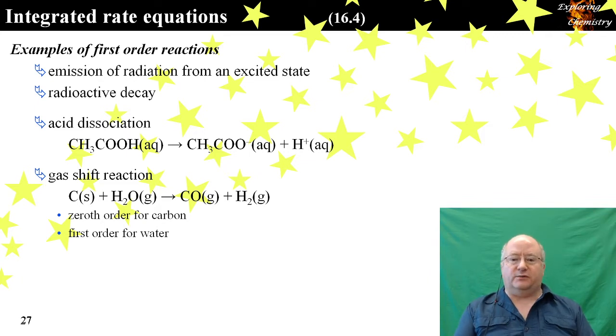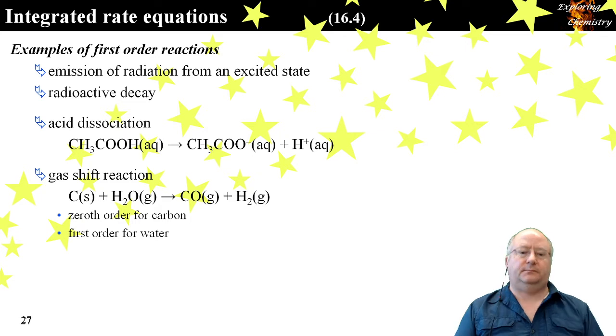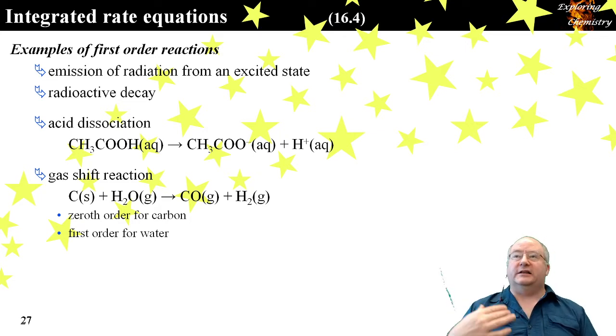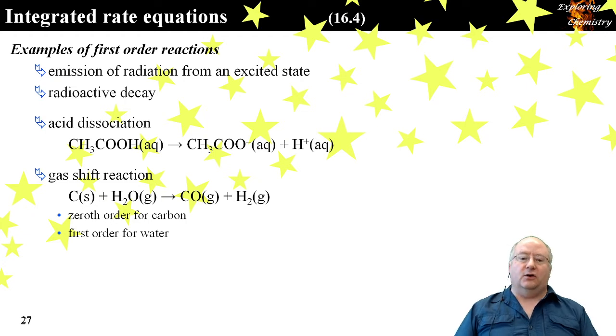And what's also presented there is what's called the gas shift reaction. The gas shift reaction is the reaction of solid carbon with water vapor at elevated temperatures, which ends up giving you hydrogen gas and carbon monoxide. Carbon is a solid. It is 0th order in carbon. As long as carbon is present, life's great. It is first order in water. And so the pressure or the concentration of water vapor is first order for that gas shift reaction. Some examples of a first order reaction.